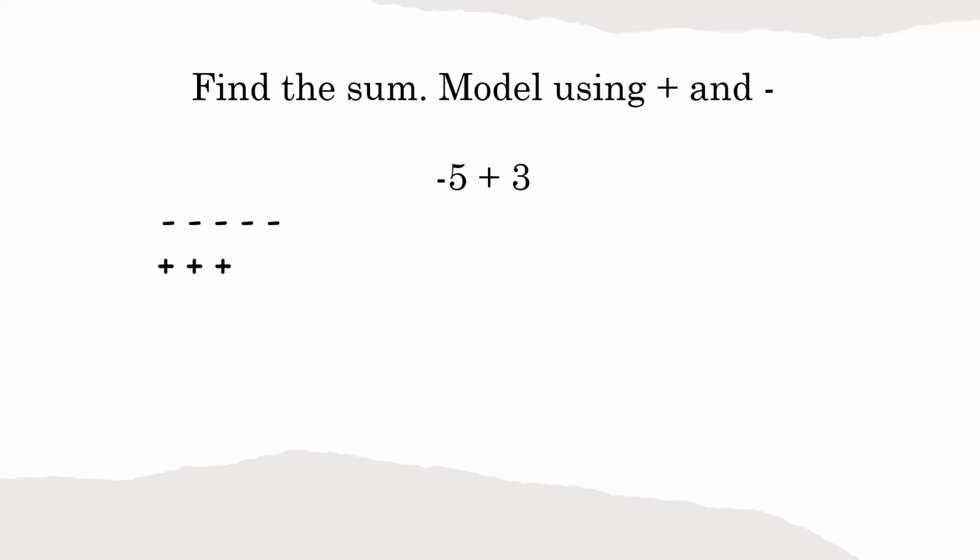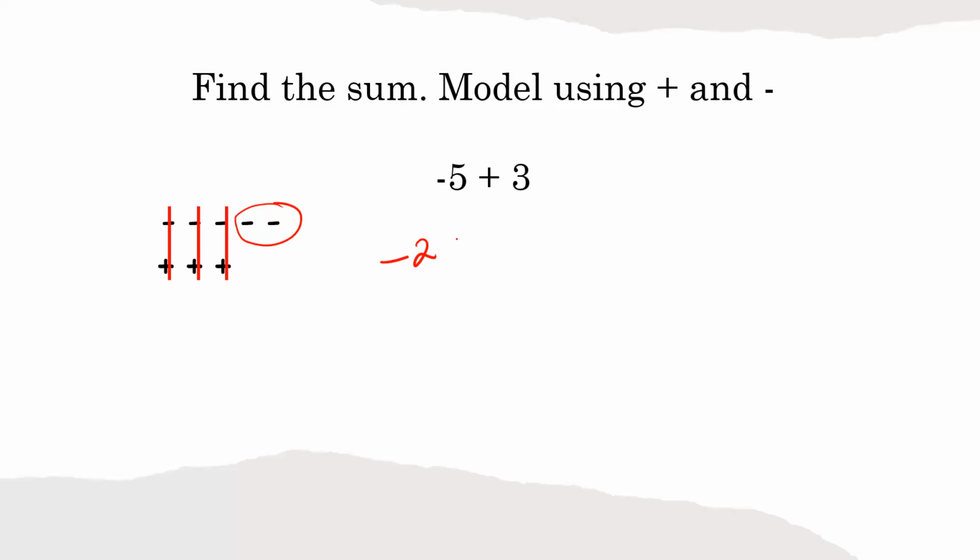So this problem says we have 5 negatives, -5, plus 3 positives. Now, I want you to know a negative and a positive cancel each other out. So they go away. How many are we left with? We're left with -2, aren't we?